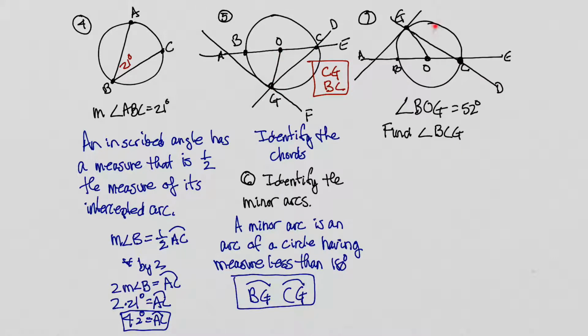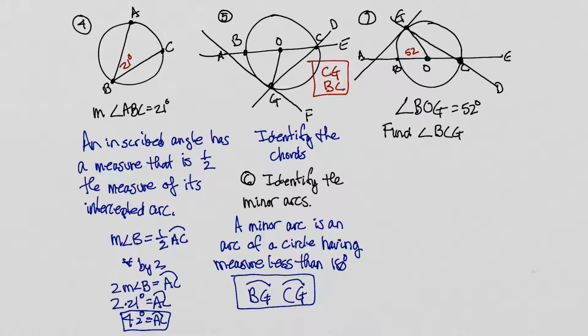So we have a lot of lines going on here in this problem number 7, but what we're given is this. We are given that this angle here, BOG, is 52 degrees. So let's make note of that. This is a 52. And what we want to find here is what is angle BCG. So let's find it, BCG. We want to find the measure of this angle right here.